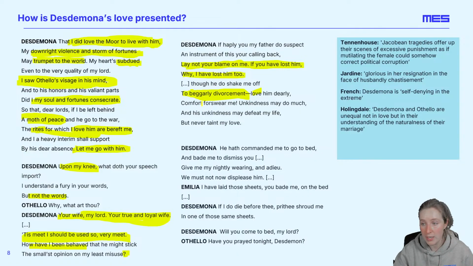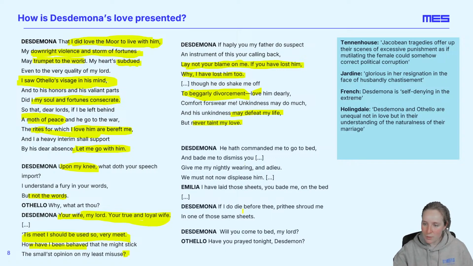Comfort be gone from me. Unkindness may do much. It may defeat my life, but never taint my love. So this idea, again, foreshadowing of it will never take away my love, whatever he does to me, even if he ruins me, even if he kills me, or even if this kills me, this suffering. There we have this idea of devotion.